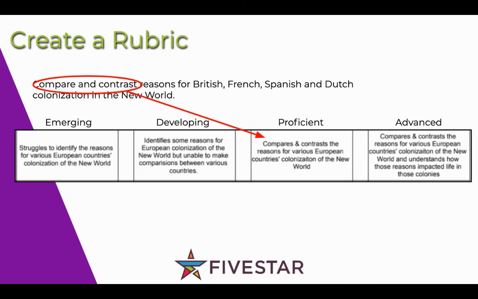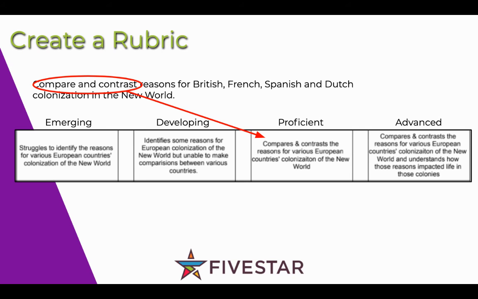And then from there, you can start looking at, all right, if I wanted them to be able to compare and contrast this thing, what's one step down from that? Well, maybe they weren't able to compare and contrast the differences, but they could at least identify the reasons. They just weren't able to make a comparison between them. That would be the next step down. The next step down from that would be to really struggle to even identify multiple reasons for colonization.